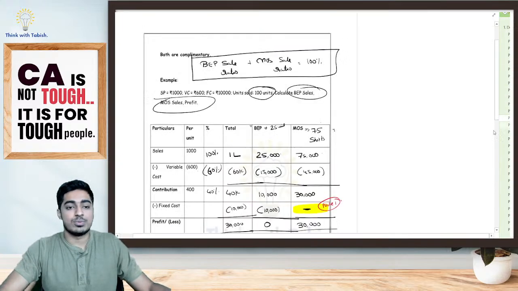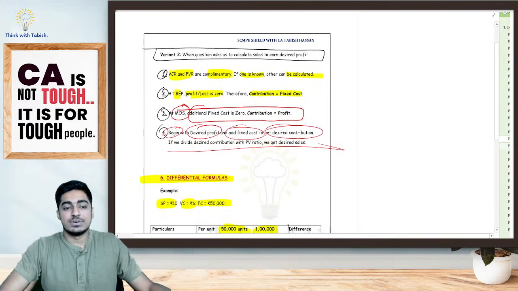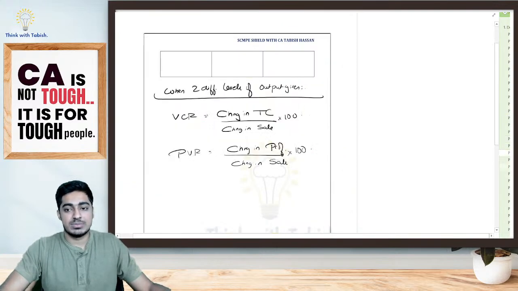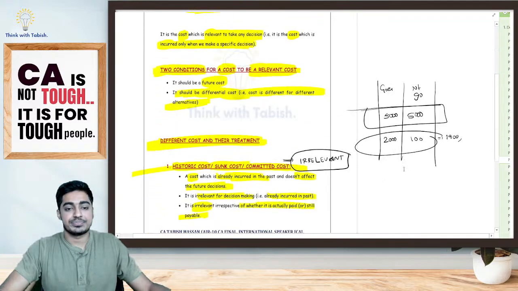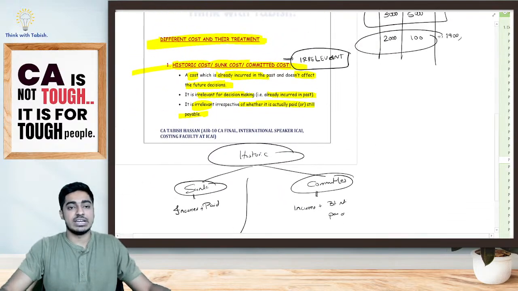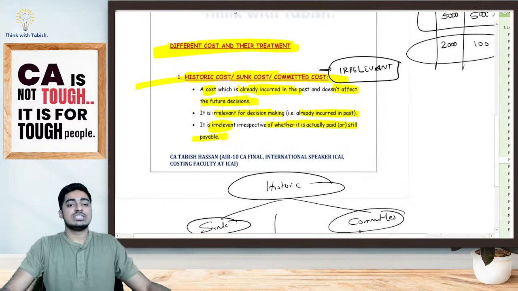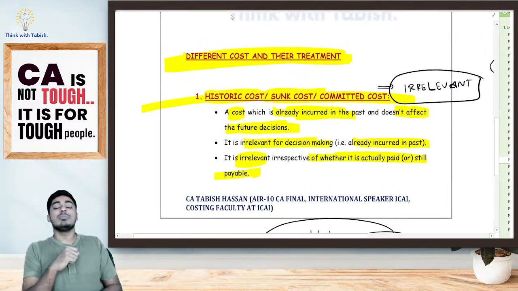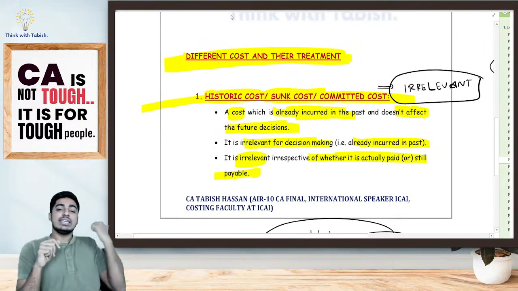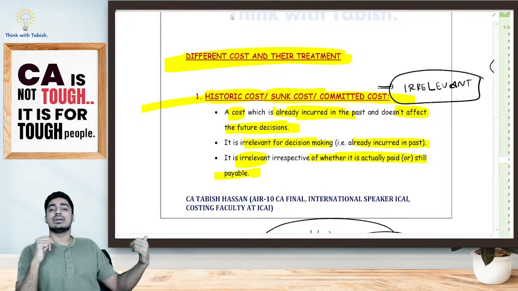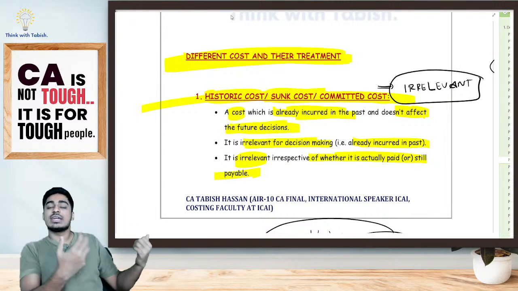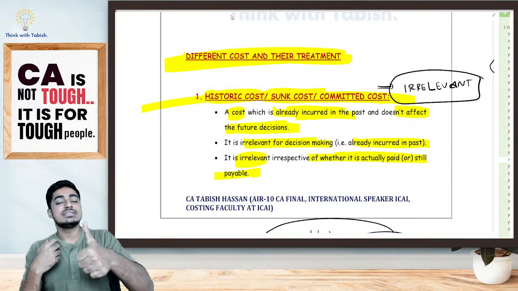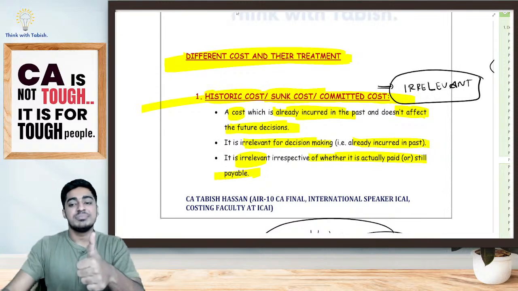What were those 4 important points, students? First one was, let me just open the notes. Different costs and their treatment. First one was historic cost, sunk cost, committed cost. It is already incurred in the past. So whether I take a decision or not, that cost is already incurred. So it is irrelevant for decision making.